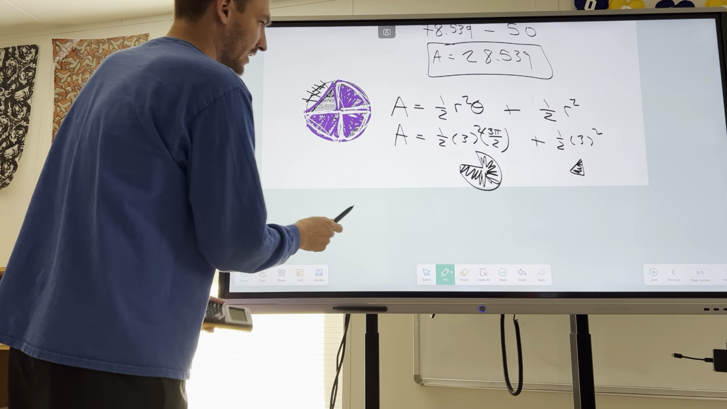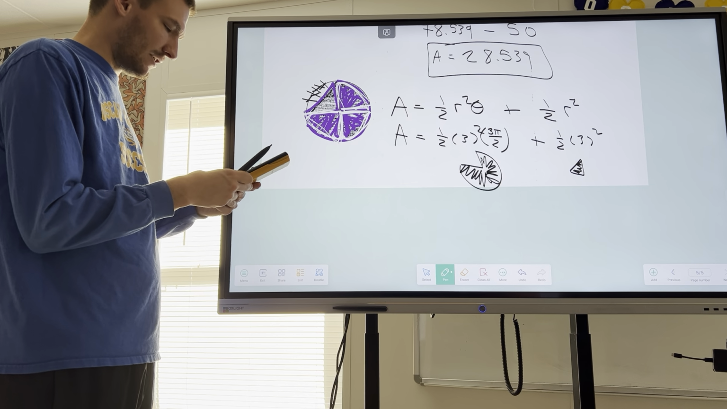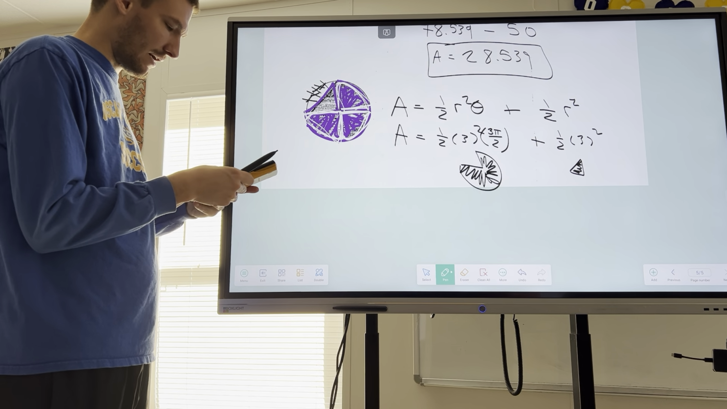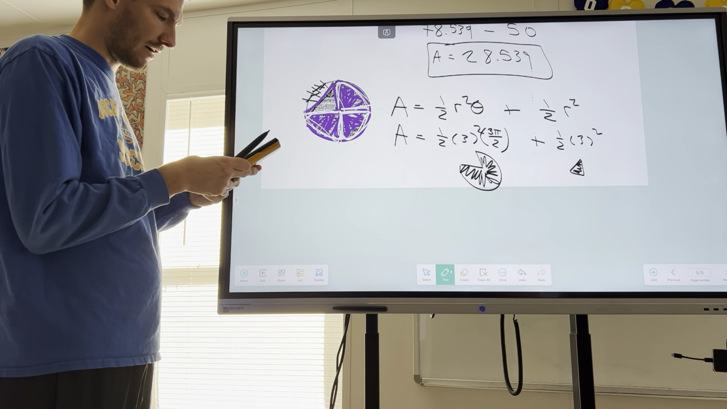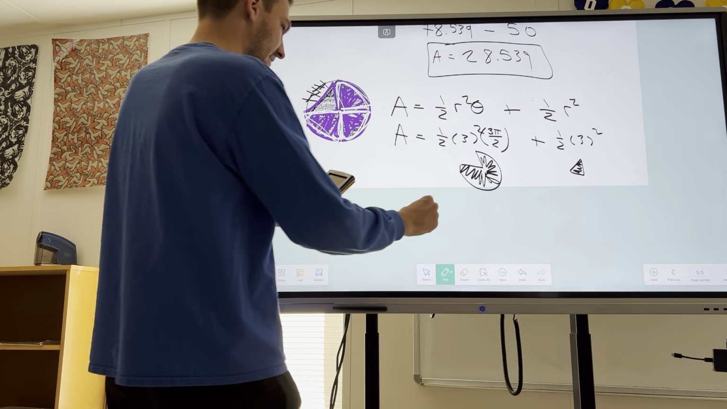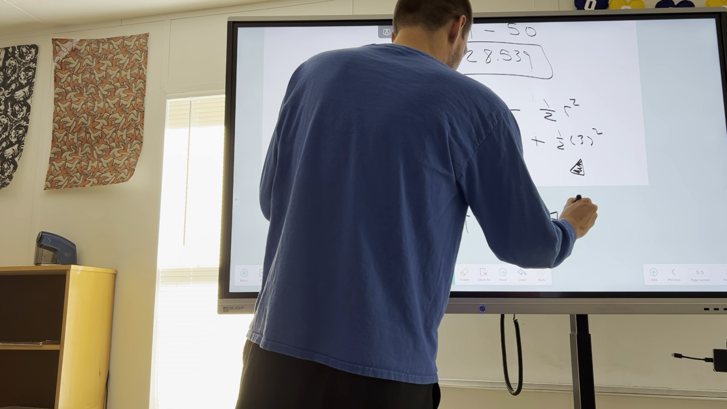So, should be pretty good. Let's go to our calculator. 0.5 parentheses 3 squared times alpha y equals 3 pi over 2. And I'm just going to keep it going. Plus 0.5 parentheses 3 squared. All of it in the calculator at once. I got that my area is 25.705.